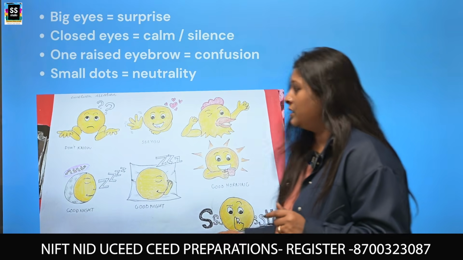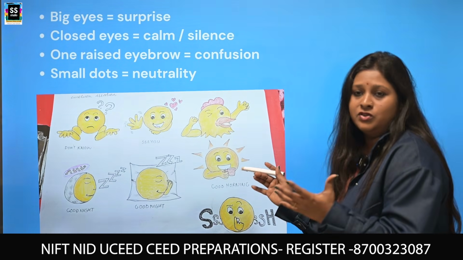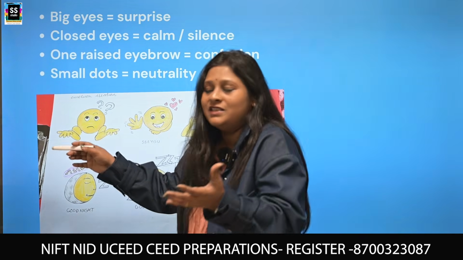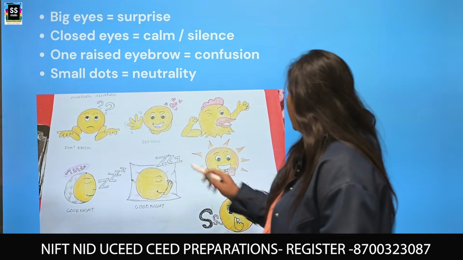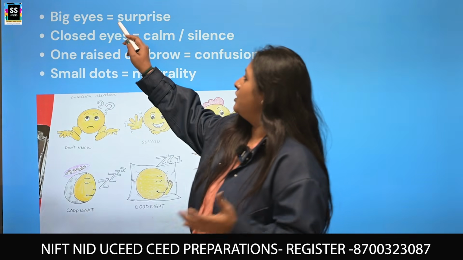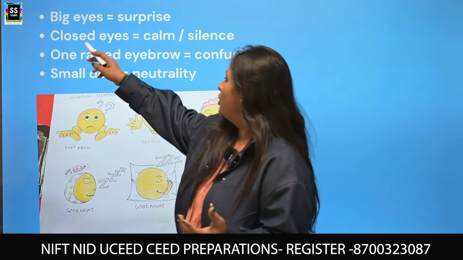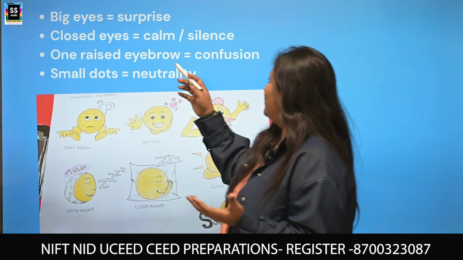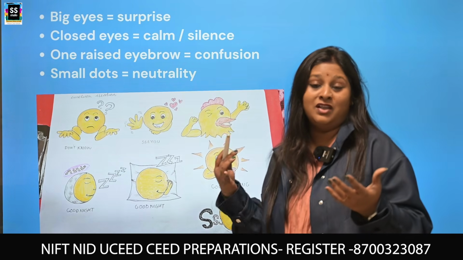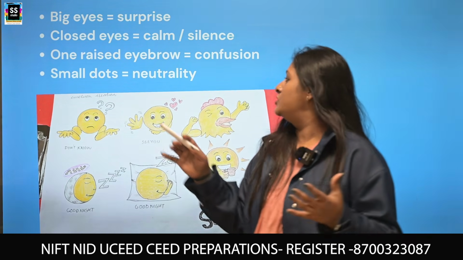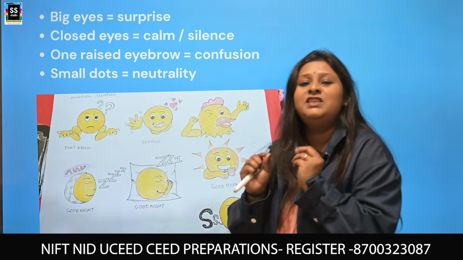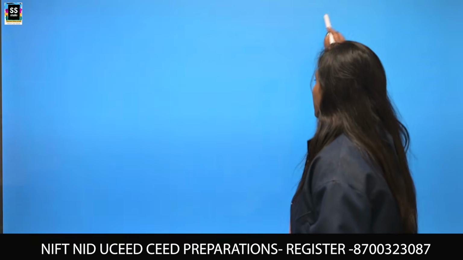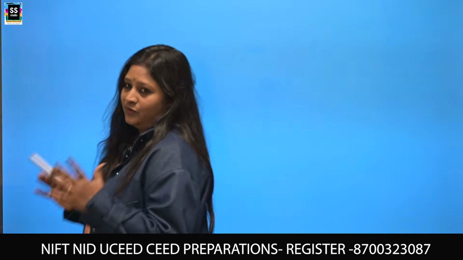So what is important in emojis and emotions or visual communication type of questions? How to depict these emotions, like don't know, see you, or good morning. Big eyes usually depict surprise. Closed eyes usually depict calm and silence. One raised eyebrow usually depicts a question or confusion. Small dots mean neutrality. So you must know these keywords, then only you'll be able to express them in your exam.